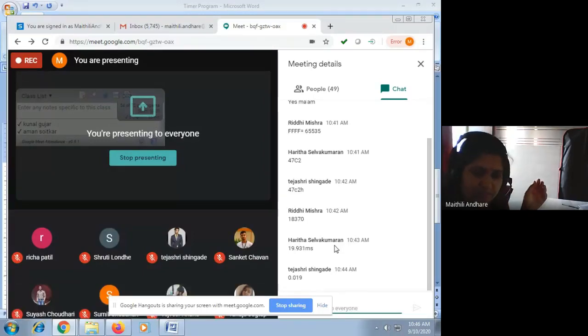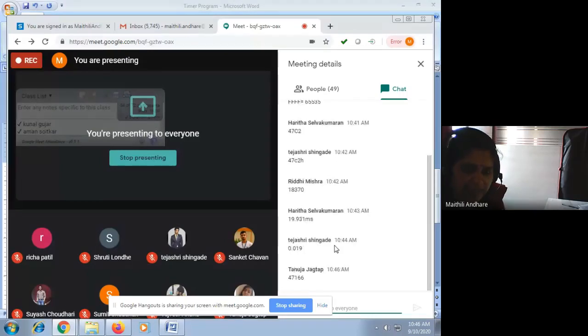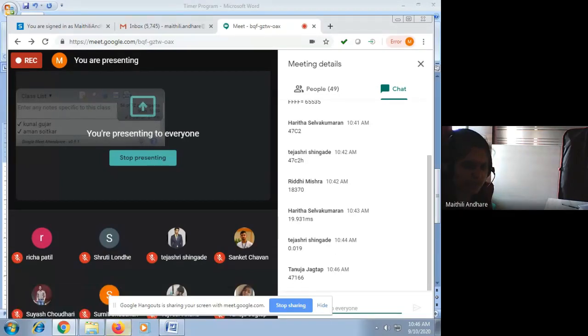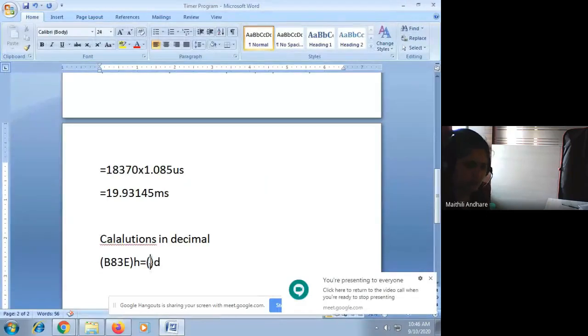Why do I have to convert into decimal? Because the number is provided in hexadecimal and we are doing the calculations in decimal. So whatever initial value is loaded in the timer register, convert that value into decimal. Yes, correct. 47166. Tanuja has given the answer. So 47166 is the decimal value.